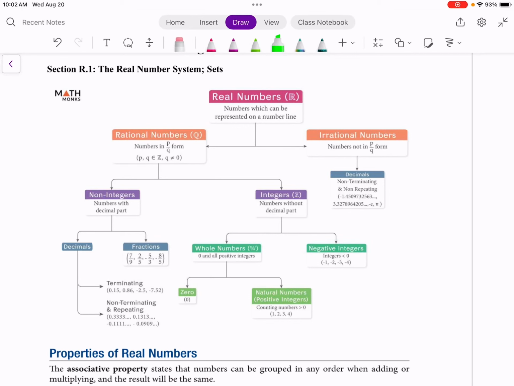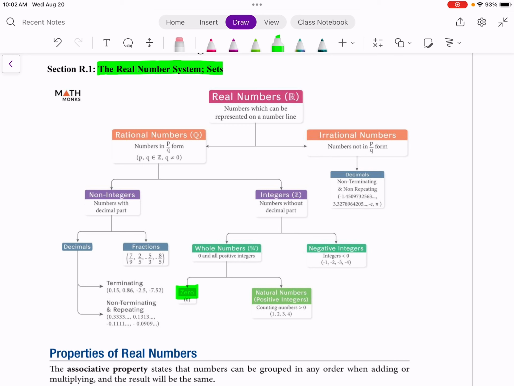Okay, so this is our review session. Okay, and the very first section of review is we will be talking about the real number system and sets. Now, let me start with the zero. Okay, so we all are familiar with the zero, right? This is the most popular number.